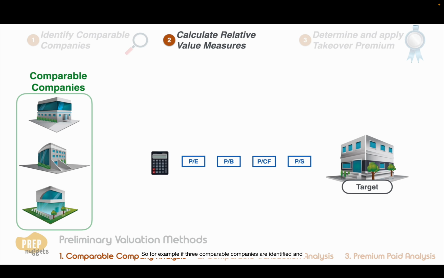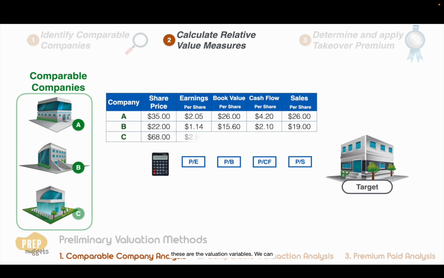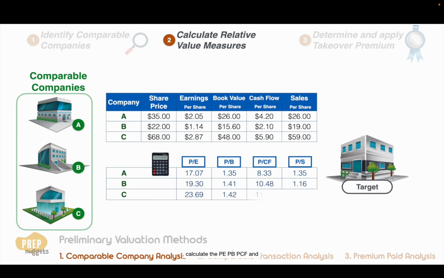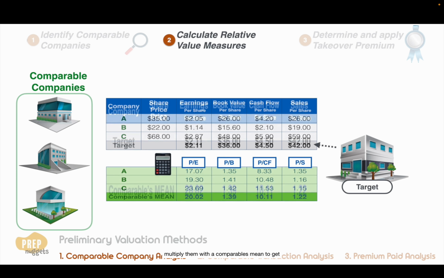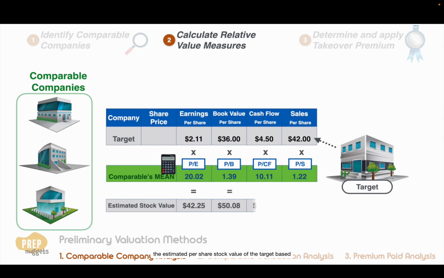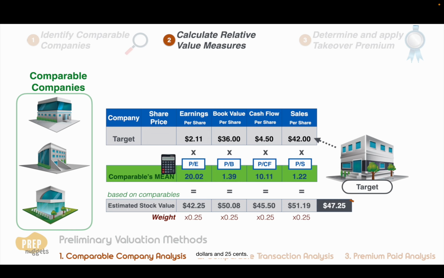So, for example, if three comparable companies are identified, and these are the valuation variables, we can calculate the PE, PB, PCF, and PS ratios for the comparable firms. There's no fixed rule on how to apply these ratios to arrive at the value of the target firm's shares. One simple way is to just calculate the mean ratio for the comparable companies. Based on the valuation variables of the target itself, we multiply them with the comparables mean to get the estimated per share stock value of the target based on these companies. And if we assume the same weight for each of these estimates, we arrive at the mean estimate, which is $47.25. This value is an estimate of the target company's stock value relative to the comparable companies.